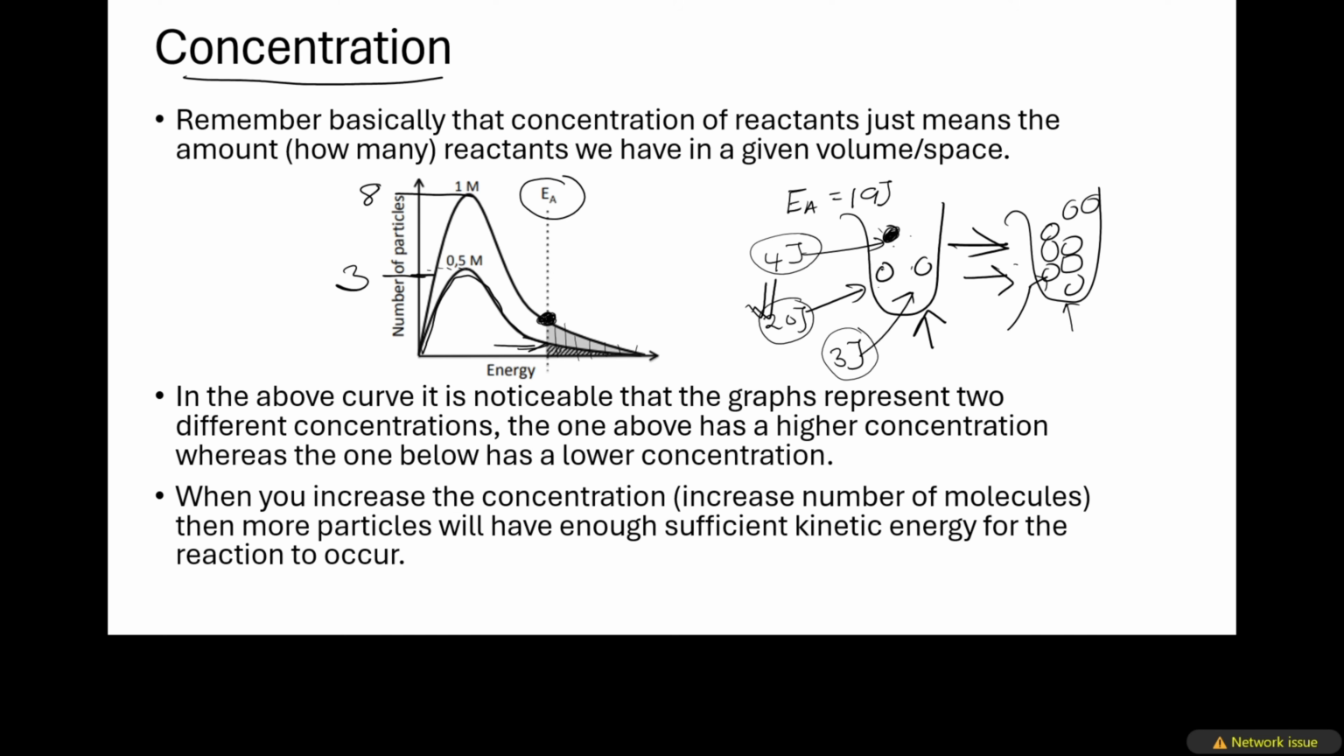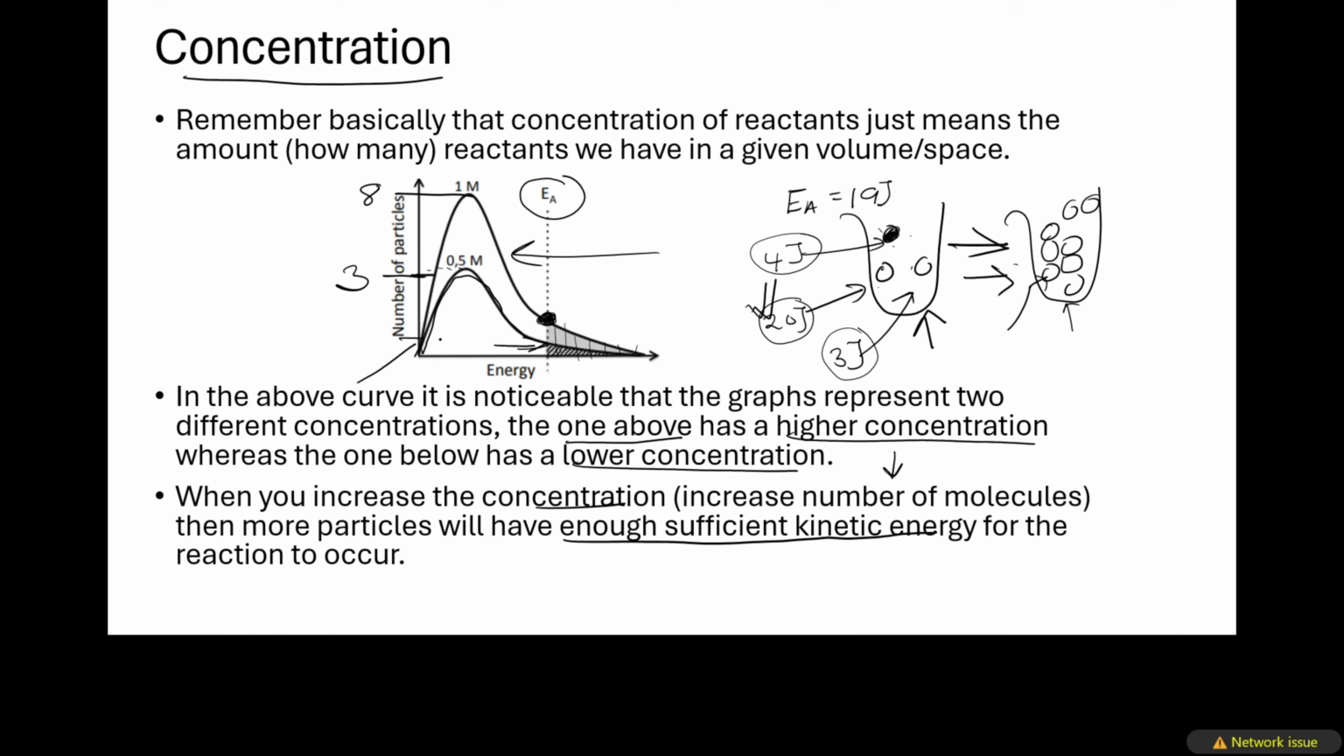So in the above curve, it is noticeable that the graphs represent 2 different concentrations. The one above, as I've mentioned, has got a higher concentration, whereas the one below has got a lower concentration. So when you increase the concentration, or you increase the number of molecules, you just put more reactants, then more particles will have sufficient kinetic energy for the reaction to occur. Then it means there will be more effective collisions per unit time. So that is the whole point.